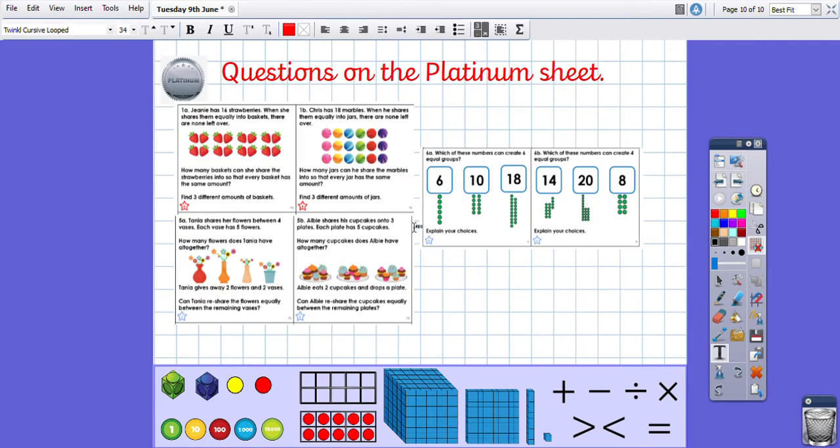And then platinum, you have got to find 3 different amounts of baskets or jars for the strawberries and marbles. You need to tell me whether Tanya can reshare the flowers equally, and if Albie can reshare the cupcakes equally. And then which of these numbers can create 6 equal groups and 4 equal groups, remembering to explain your choices.